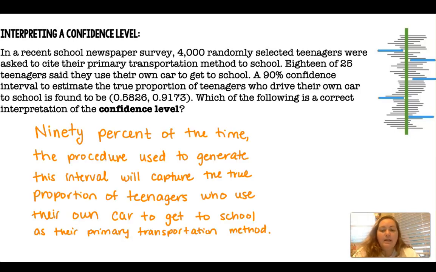All right, so 90% of the time, the procedure used to generate this interval will capture the true proportion of teenagers who use their own car to get to school as their primary transportation method. You can see that those blue ones that I outlined are the ones that don't capture the truth. Every other one, the gray little lines, captures the true proportion. The true proportion would be that green bar.